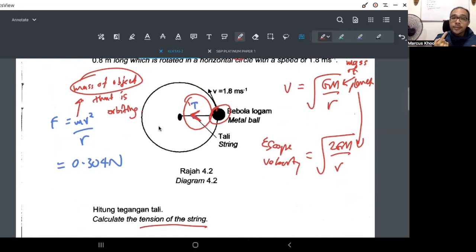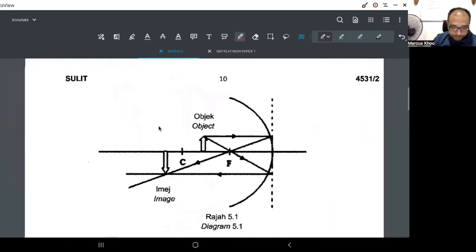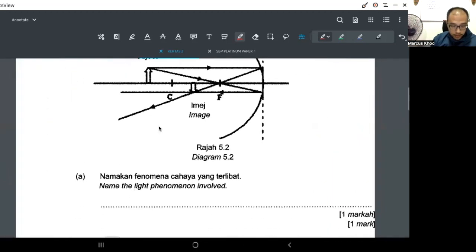Okay, and don't forget also what happens if, let's say, the string breaks. Okay, so please go and check back the answer. The word tangentially, in a tangential direction, blah blah blah. Okay, I would suggest go and memorize that answer. Okay, oh, I'm not done.